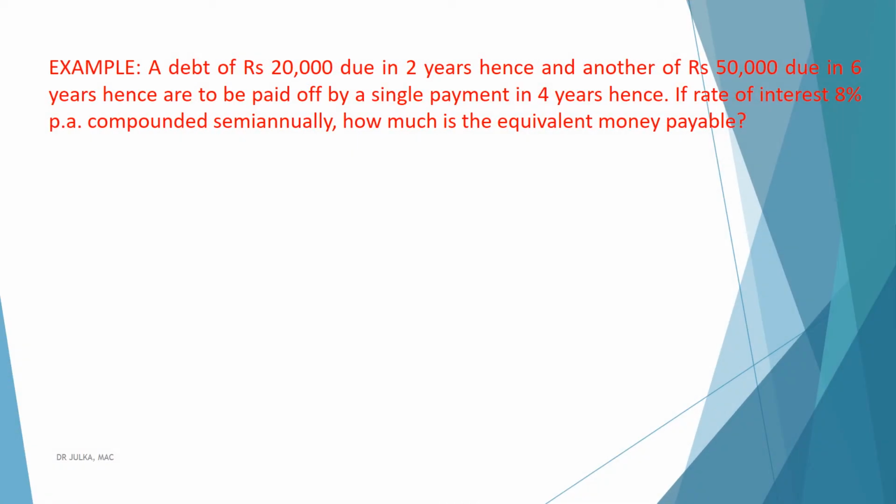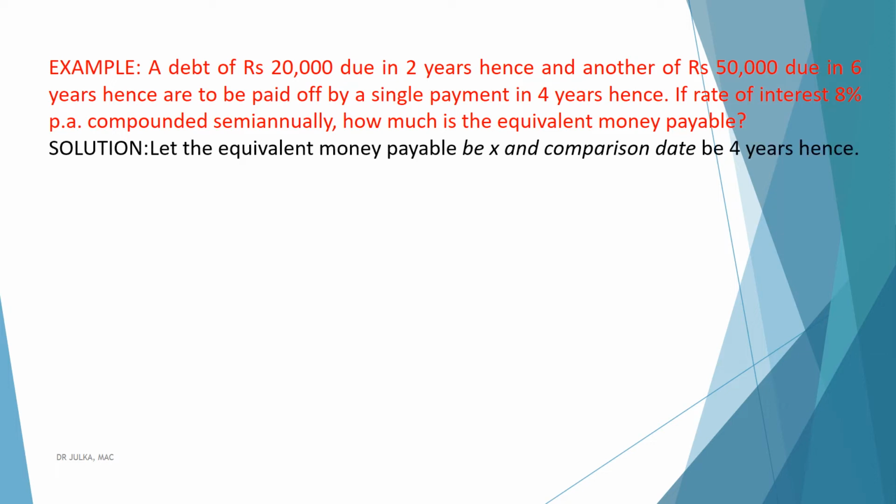One more example. A debt of rupees 20,000 due in 2 years hence, another debt of rupees 50,000 due in 6 years hence are to be paid off by a single payment in 4 years hence. If rate of interest is 8% per annum compounded semi-annually, how much is the equivalent money payable? In this example, we're assuming equivalent money payable be rupees X and the comparison date be 4 years hence.